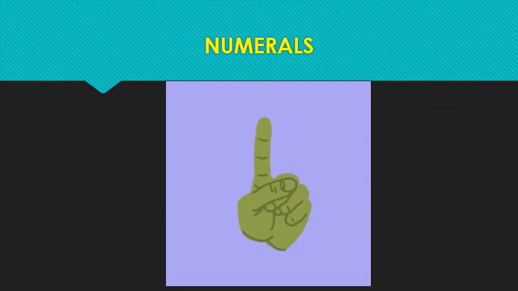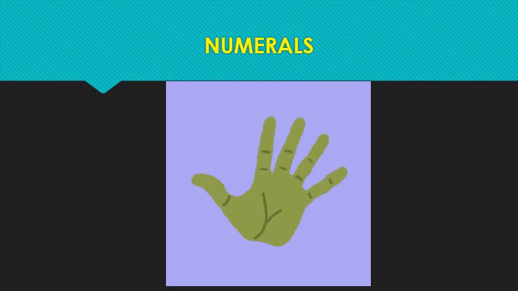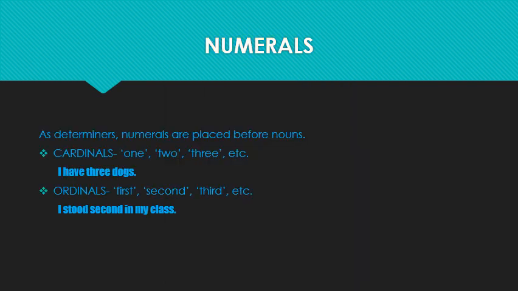Now comes numerals. That means numbers. See, there are two types of numerals. First is cardinal, second is ordinal. Cardinal means 1, 2, 3, 4, 5, 6, 7, 8, 9, 10, 11, 12, 13, 14, 15, 16, 17, 18, 19, 20, or 1000 or 2000 or 5000. So I have 4 books. I have 5 cell phones. There are 10 members in my family. Or I have scored 68 marks. So this is a number.